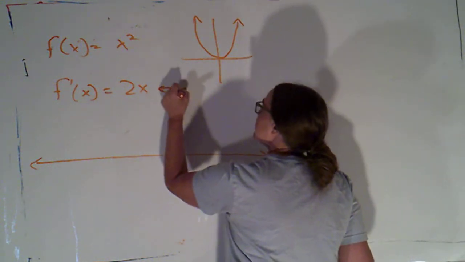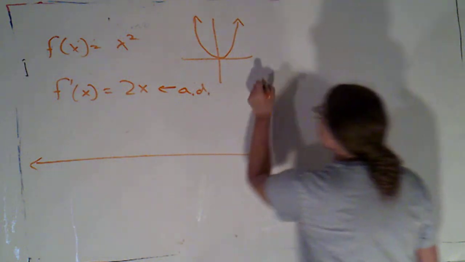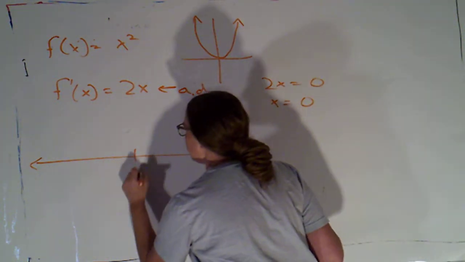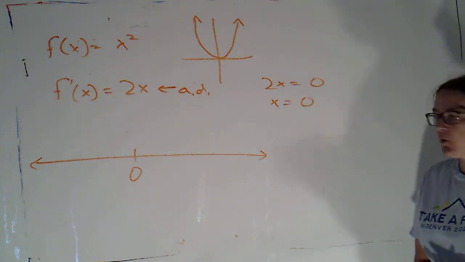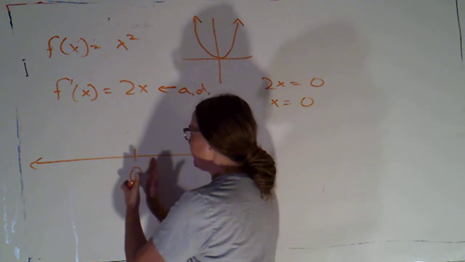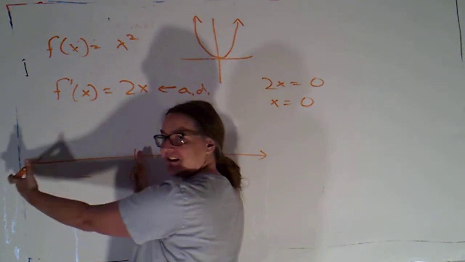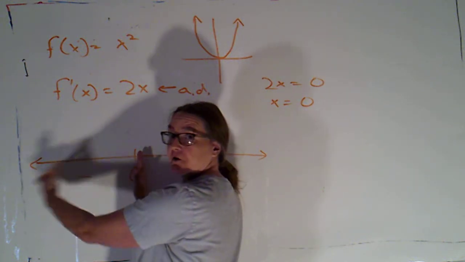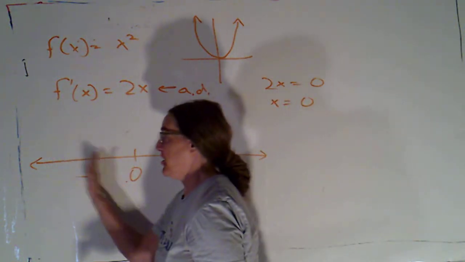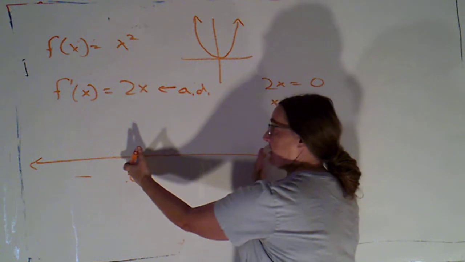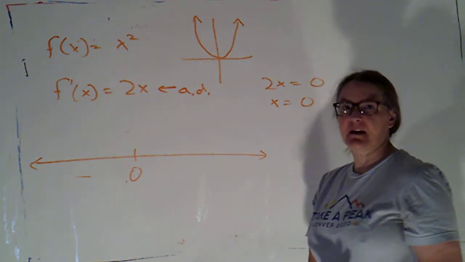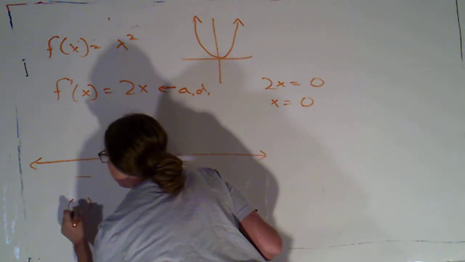Now, this is always defined. And of course, 2x equals 0 if x equals 0. So my only critical number is at 0. Now, what that tells me is that my derivative function has a consistent sign on this entire interval. Because if this is the only place it can change sign, it doesn't change sign anywhere over here. Same thing here. We're going to have a consistent sign over here. So what I'm going to do is just pick a test number. I'm going to pick -1.